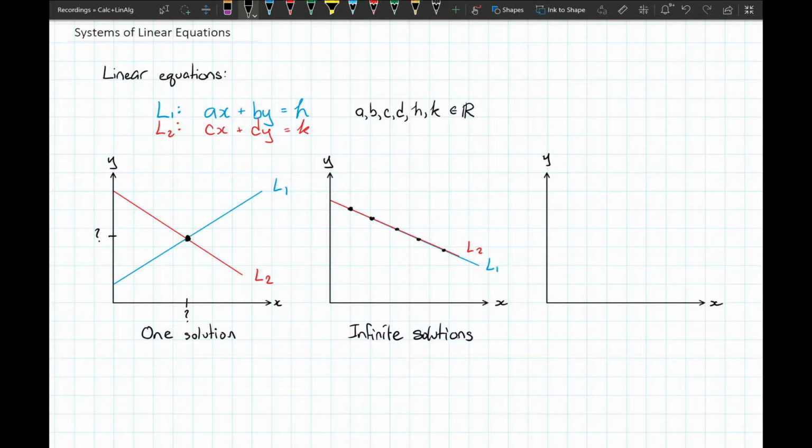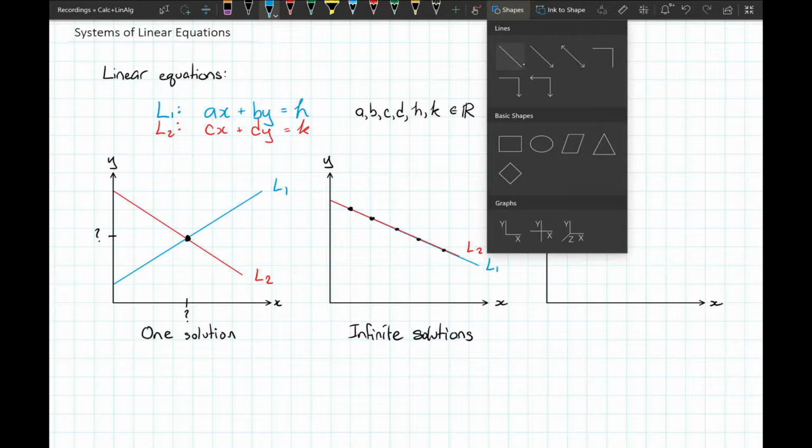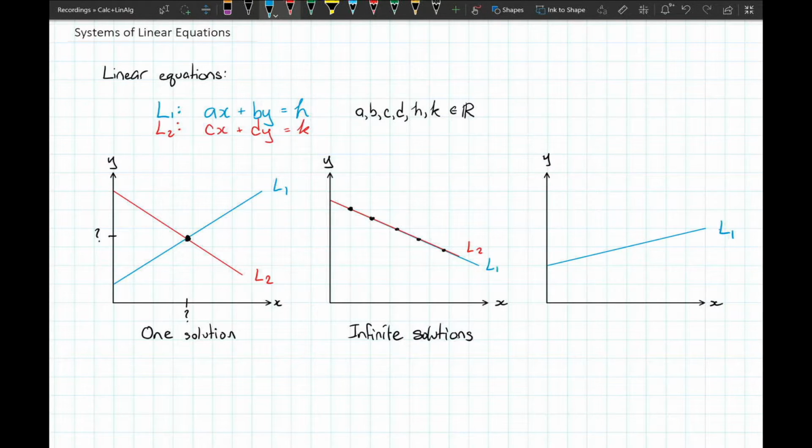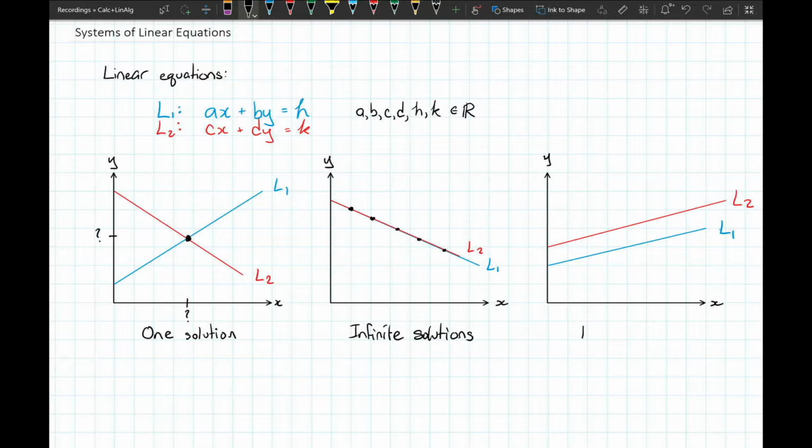Now, there is one other theoretical option, and that is to have the two lines be parallel but non-intersecting. And so we would have L1, and we can have L2, and here you can see that they're parallel. So no matter where we try to travel, left or right, they're never going to intersect each other. There is no intersection point. There's no break-even point, no equilibrium point, none of that. This is a situation where we have no solution.